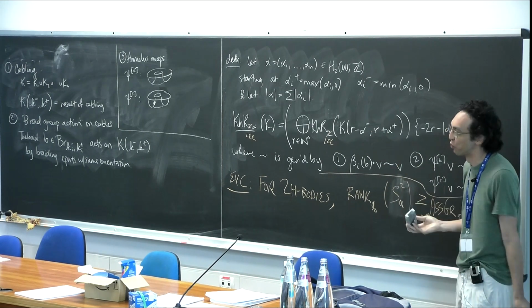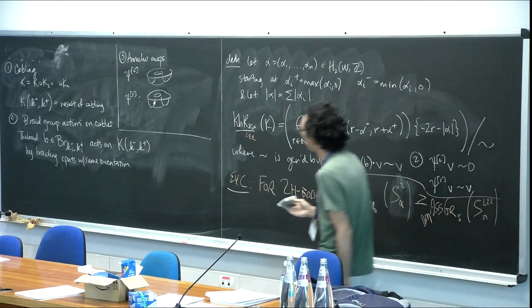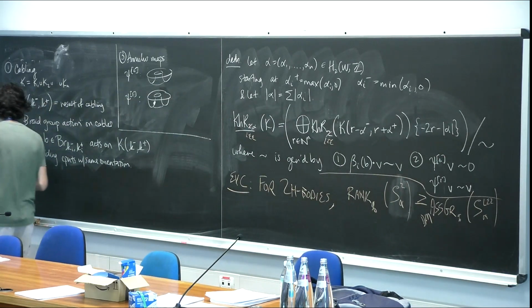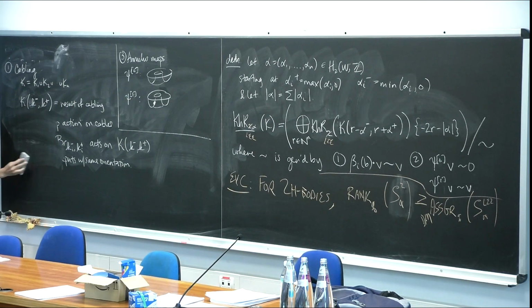Okay, so it's not a super exciting story. Today I want to show the case where we get no information, the case where the Skein lasagna module just vanishes.